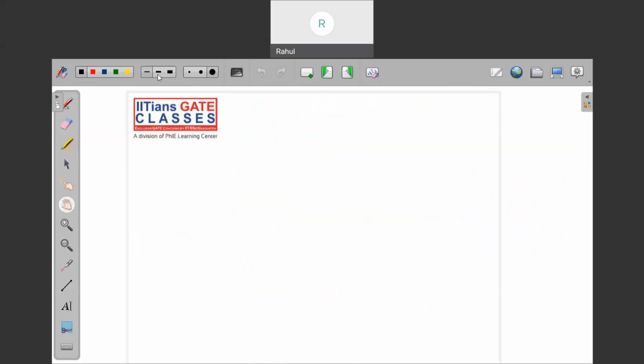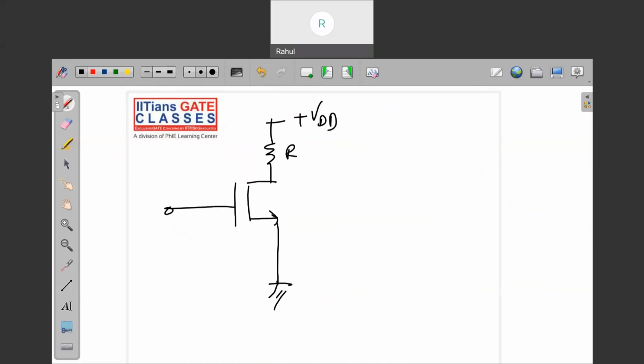So if this is an amplifier, let me draw again. And someone is asking you to compute the gain. Let me tell you the trick here: that is VDD, RD, and VI. So you don't have to draw anything, because you know that Vo/VI is equal to minus gm RD.